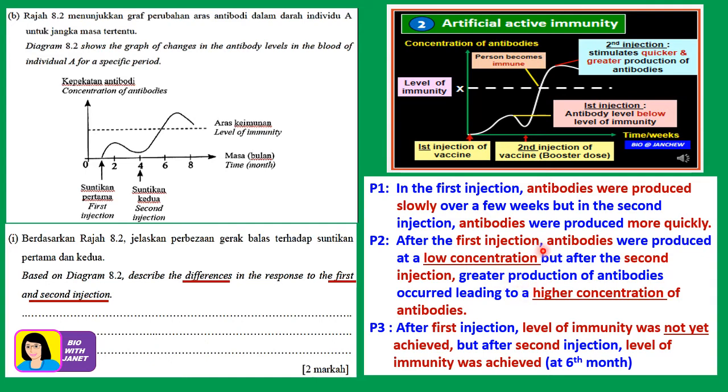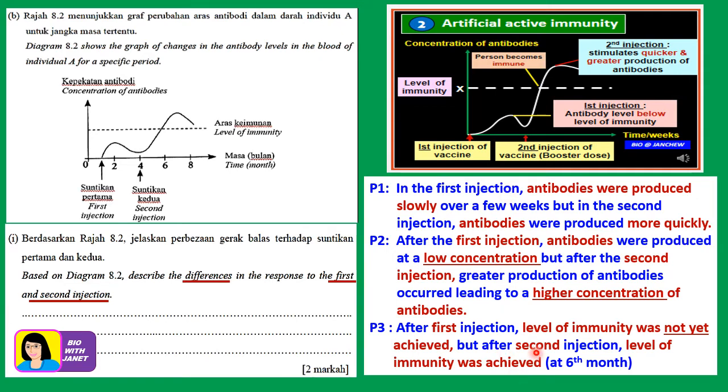Then this is the second difference: after the first injection, antibodies were produced at a low concentration. The maximum level was around here for the first injection, but it has not even reached the level of immunity. But in the second injection, the greater production of antibodies occurred, leading to a higher concentration of antibodies. So the peak here is higher for the second injection than for the first. Here we are talking about the amount of antibodies produced. It's different; the first difference was about the rate at which the antibodies are produced.